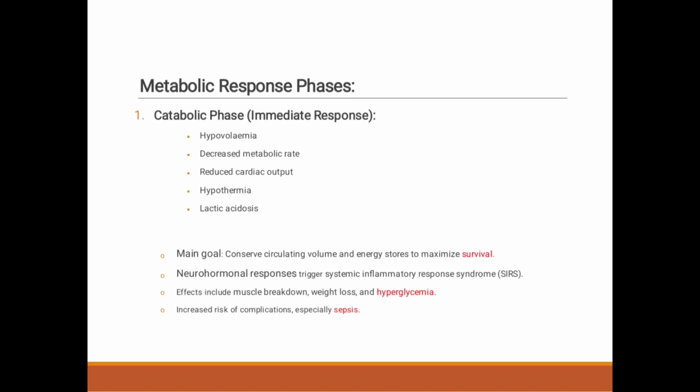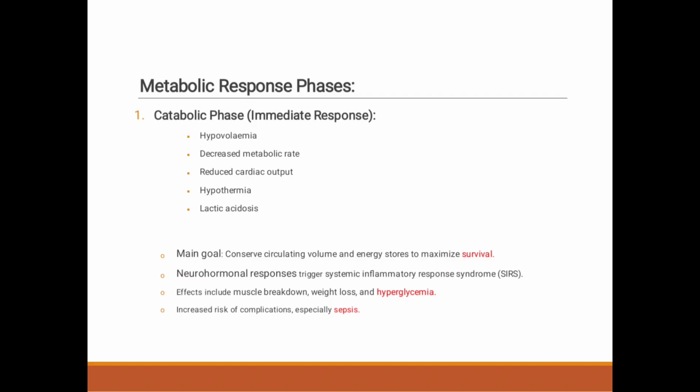So basically my aim in this video is to give you the concept and the gist of how our body reacts whenever there's trauma or injury. The metabolic response in our body happens in two phases. One is the catabolic phase, the other one is the anabolic phase. Catabolic phase is the breakdown phase. Anabolic is the one in which our body restores itself. Catabolic phase is the immediate response of the body to an injury.